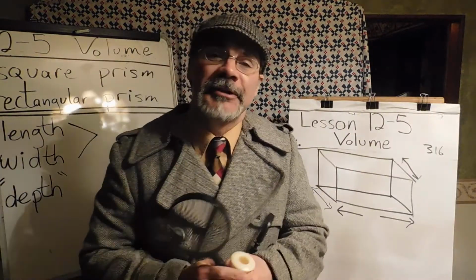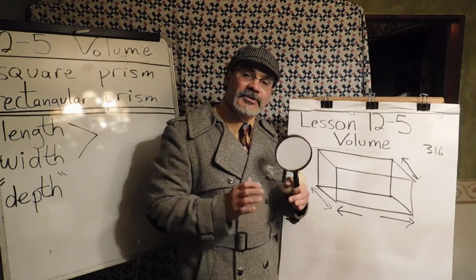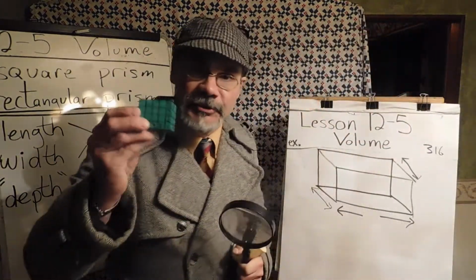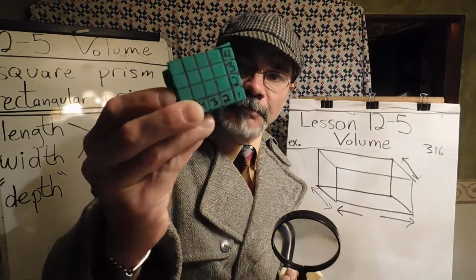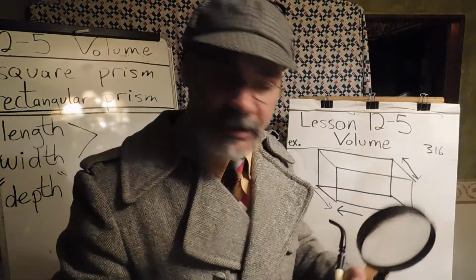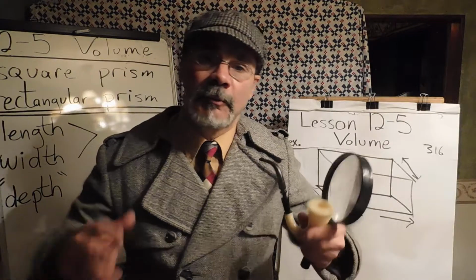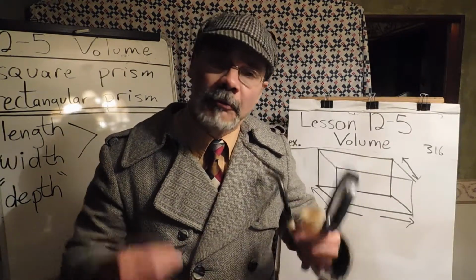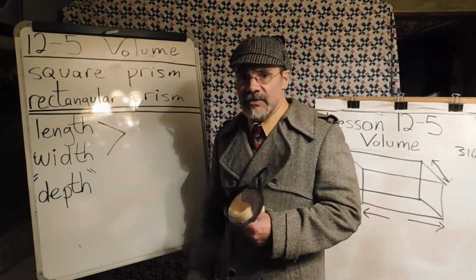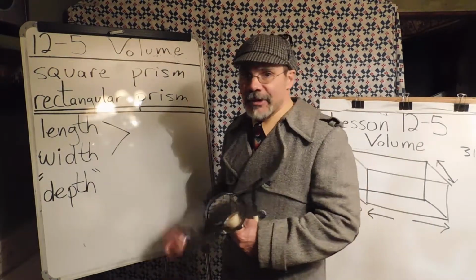Alright, boys and girls, we're here to talk about lesson 12.5, which is on volume. It really is a continuation of 12.4. As a quick review, we spent 2 days on 12.4, and the big departure is that in 12.4, you could see the little squares or cubic units, which made them easier to count. But in 12.5, the cubic units won't be visible anymore, and we're going to go with what we know about finding the volume of square prisms and rectangular prisms. Please remember these lessons only apply to square prisms and rectangular prisms.